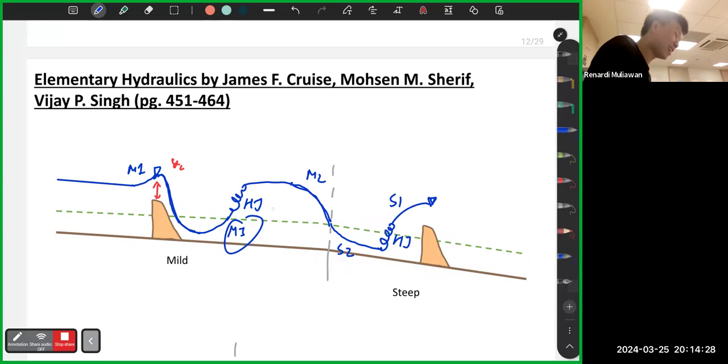Okay, the pattern is always M3, HJ, or HJ, S1 is repeated. Then go down like this, right? Go down below, then steep, right? YN is somewhere here, for example. So this one, right? There's no hydraulic jump. It's just S3 like this. There, S3.